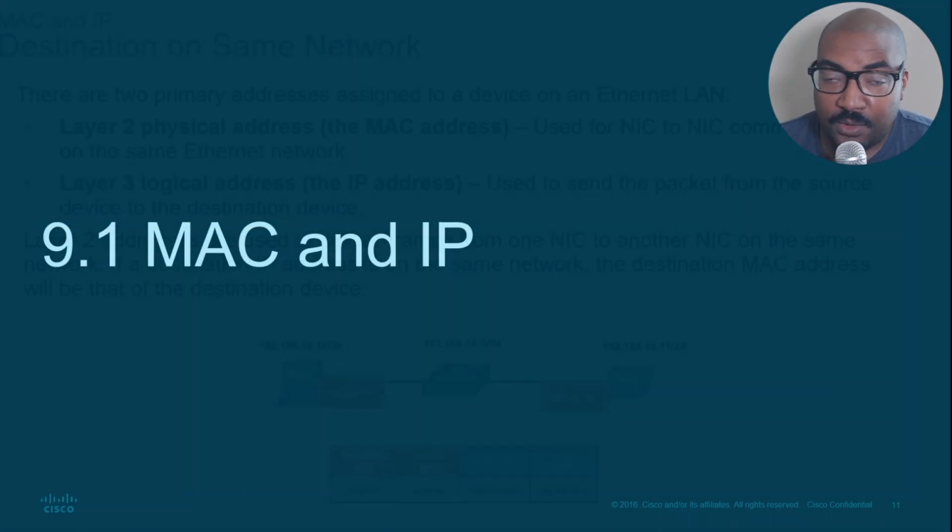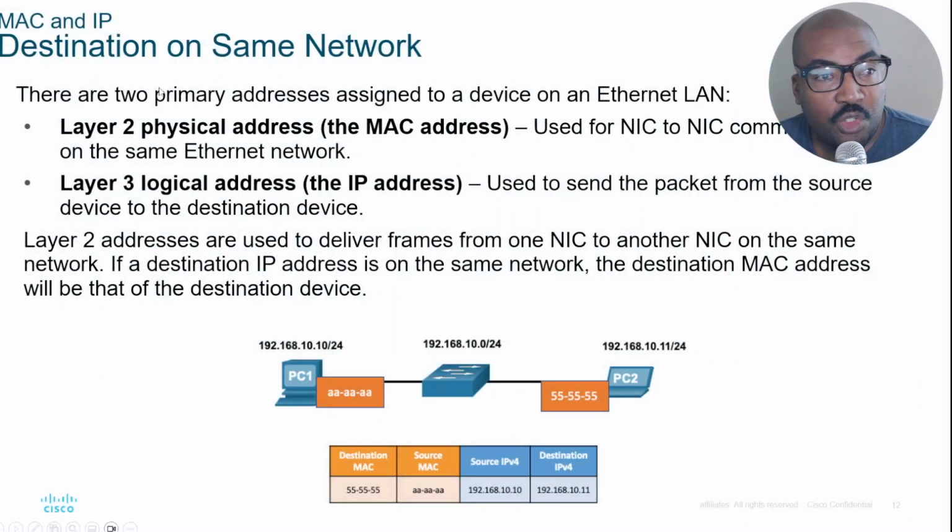MAC and IP addresses. There are two primary addresses assigned to devices on an Ethernet local area network. We have a layer 2 and a layer 3. Layer 2 is the physical address, the MAC address. Remember, that's the physical thumbprint of a device, and it is static. You can't change it. It's from the manufacturer. I could pick up a computer, or that NIC if it's built into the motherboard, and go all the way across the country. That MAC address is going to stay the same. Layer 3 is logical addresses, that's IP addresses, used to send the packet from the source device to the destination device.